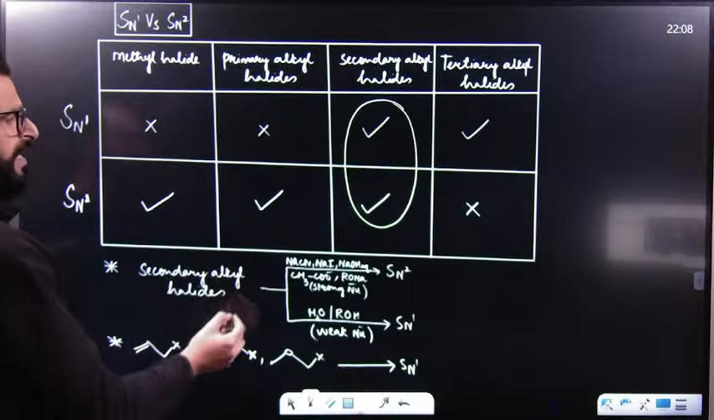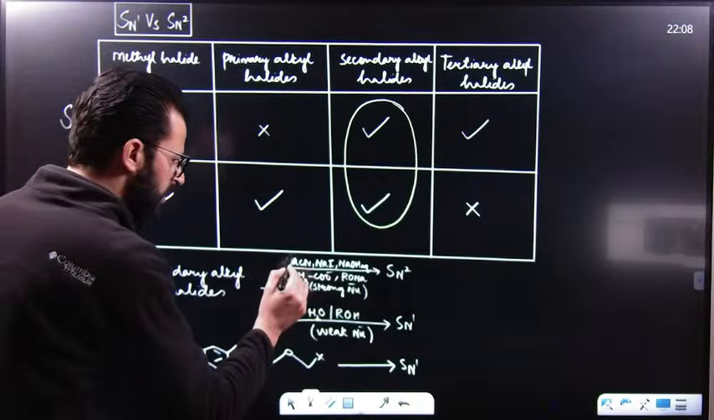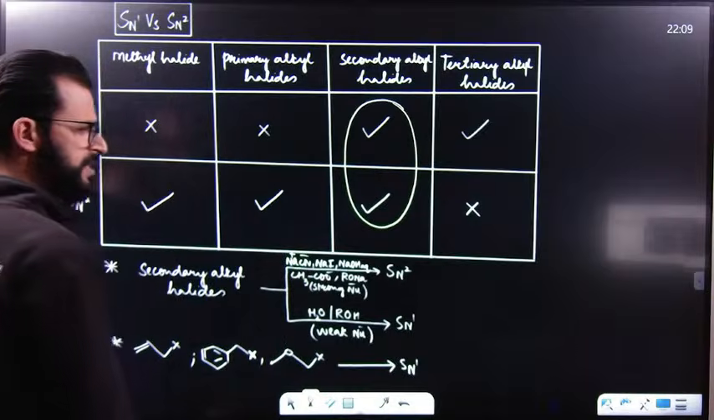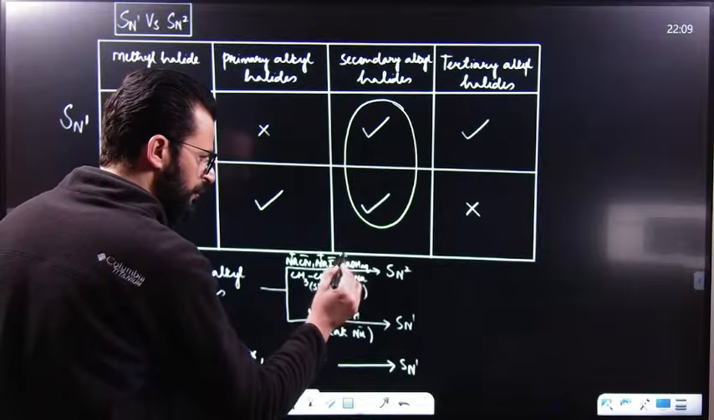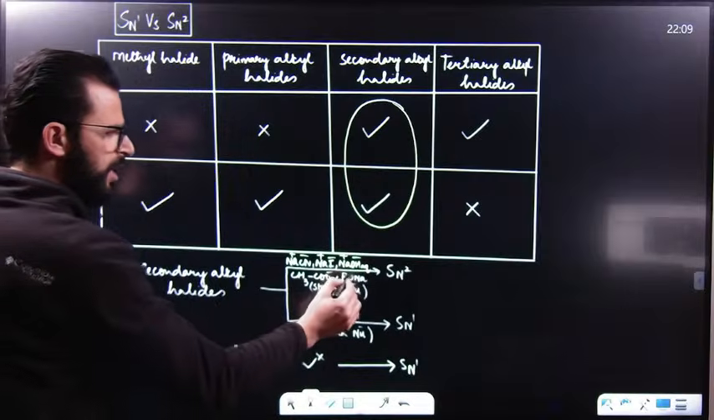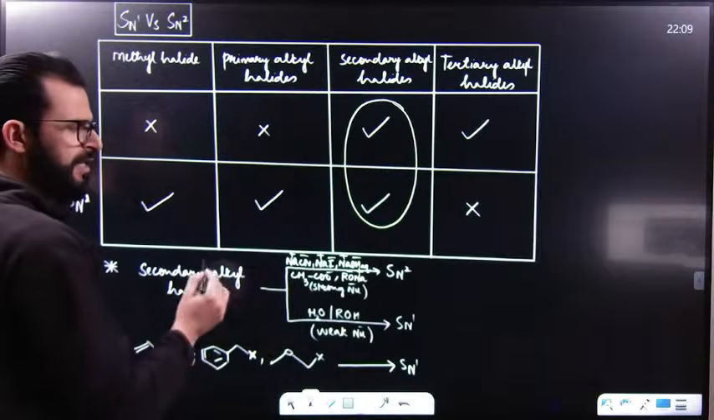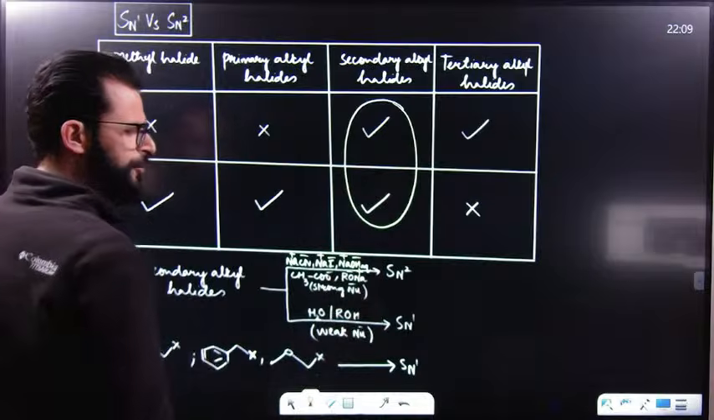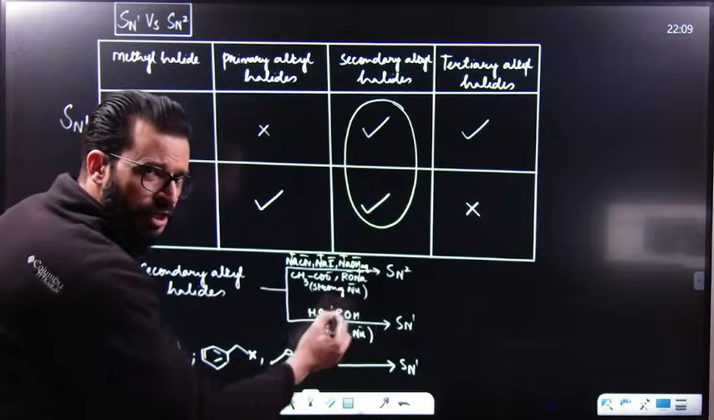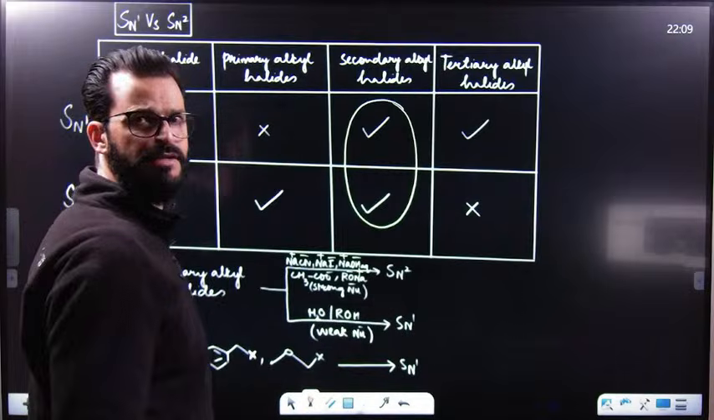If you are having secondary alkyl halide and you are having strong bases like Na+ CN-, this is a strong nucleophile. CN minus, negatively charged nucleophiles are stronger nucleophiles in general. So CO minus, R O minus. So whenever you are having stronger nucleophiles, secondary alkyl halide will prefer SN2 reaction. And if you are having neutral, weaker nucleophiles, then secondary alkyl halide will prefer SN1 reaction.